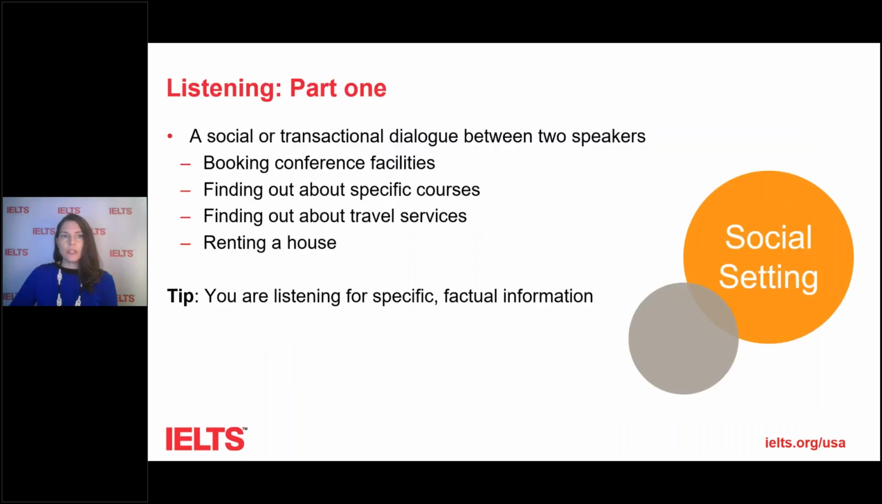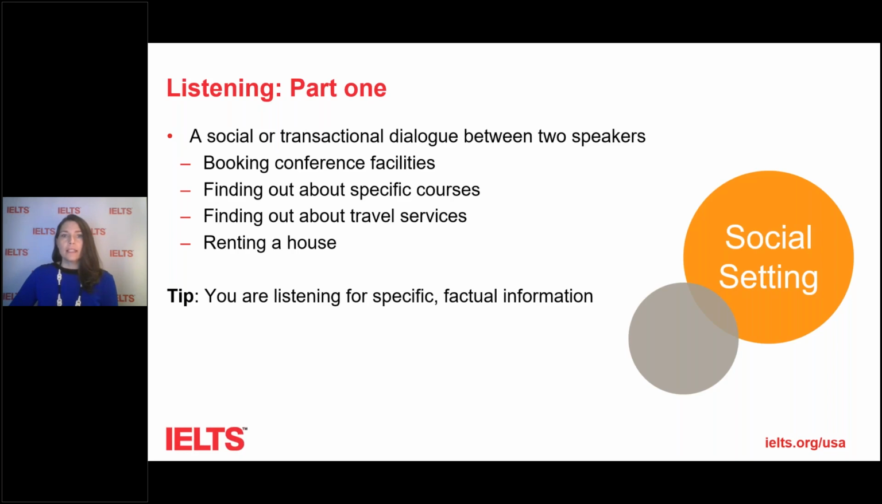Now I want to talk about each part of the listening and some test taking strategies for how you should listen. So for part 1, there's a conversation between 2 people in an everyday situation. It could be booking conference facilities, finding out about specific courses at a university, finding out about travel services, or maybe renting a house. Conversation's approximately 2 minutes long. And here, the strategy that you need to have is listening for specific and factual information, because the questions on this part will be asking for specific and factual information.